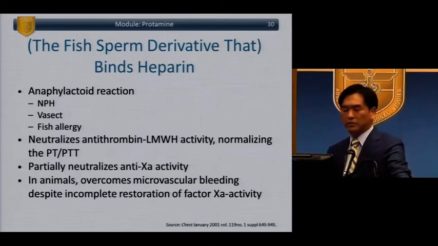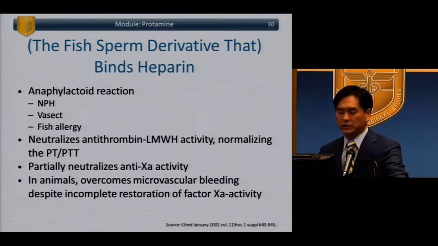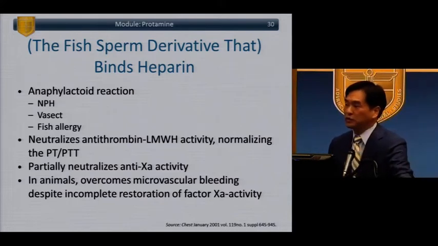Okay, so remember that protamine is a fish sperm derivative that binds heparin. Okay? And I do think the fish in question is salmon, but don't quote me on that. Anyways, remember that protamine has been associated with an anaphylactoid reaction. Okay?